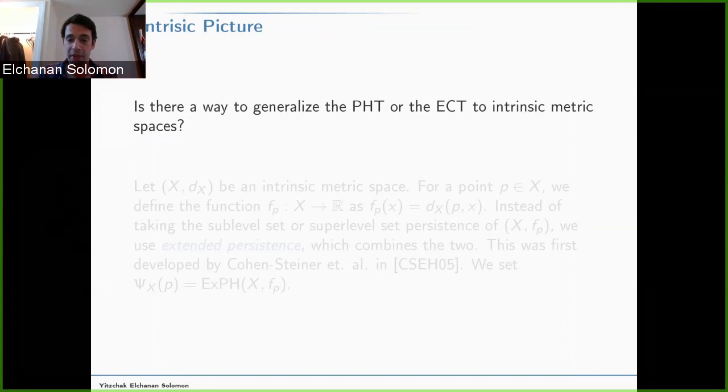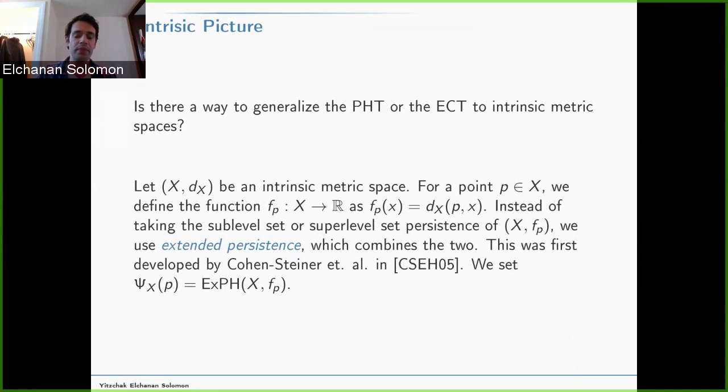So here's how we're going to do it. There's not necessarily one best way to do it, and I'll talk about other possibilities at the end, but here's a kind of straightforward way. You start with an intrinsic metric space, and then for every point in that space, you get a function, which is just the distance to that point.